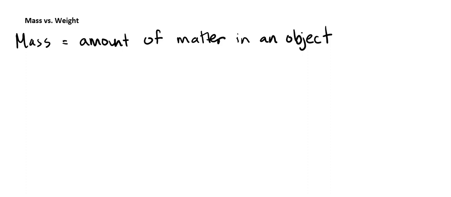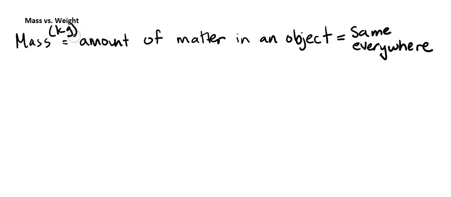Okay, so we're going to go ahead and talk about mass versus weight. So mass is the amount of matter in an object, and it is going to be the same everywhere you go. So no matter if you go to the moon, if you go to the middle of outer space, if you go to your home, if you go to the mountains, your mass is always the same. And mass will oftentimes be measured in kilograms.